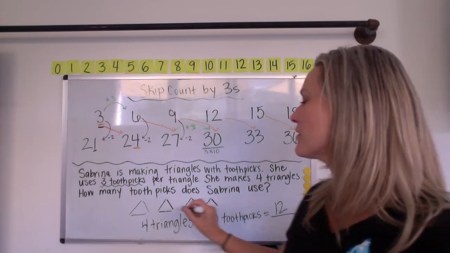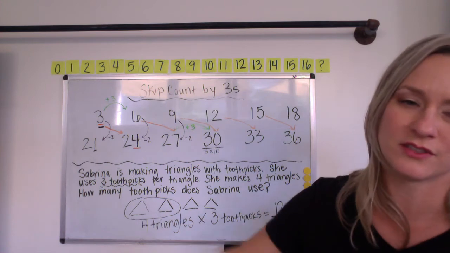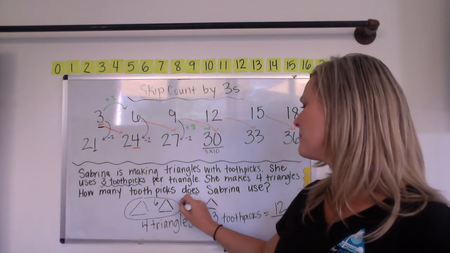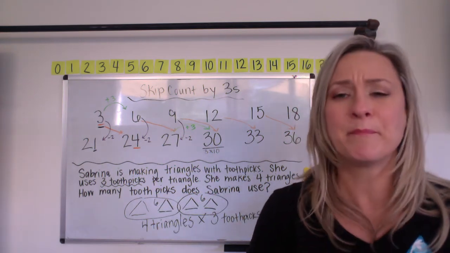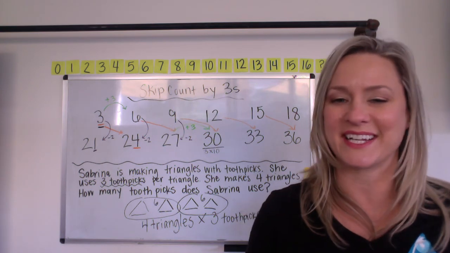Like maybe you even were like, well, I know how many it would take for 2 triangles. I know it would take 6 toothpicks, right? And maybe you're just like, well, I could double it to find out 4 triangles. So you want to make connections. Math is all about making the best connections that you can.